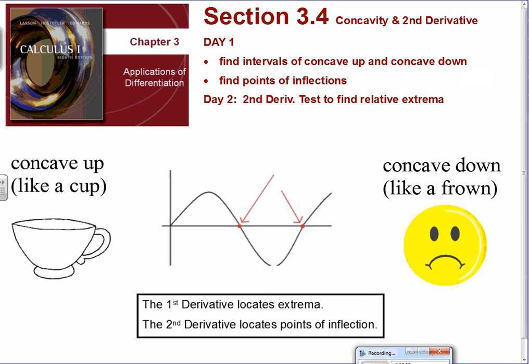Okay, we're recording. Lesson 3.4, it's our first day talking about the second derivative and its usefulness, and that will bring in the discussion about concavity. So we're going to find intervals of concave up and concave down. We're also going to identify points that are points of inflection.